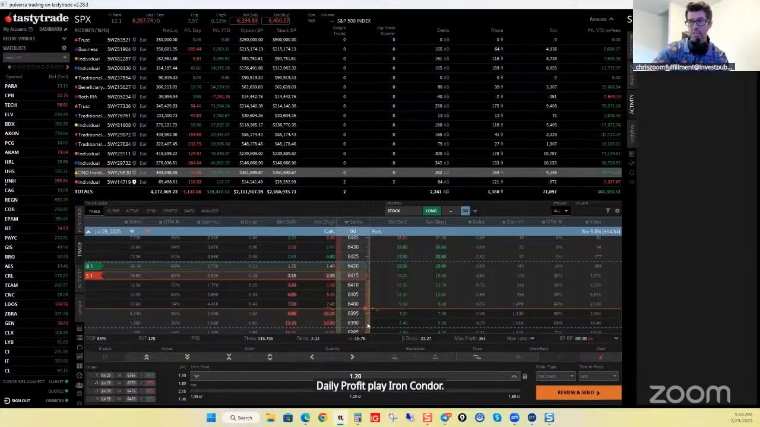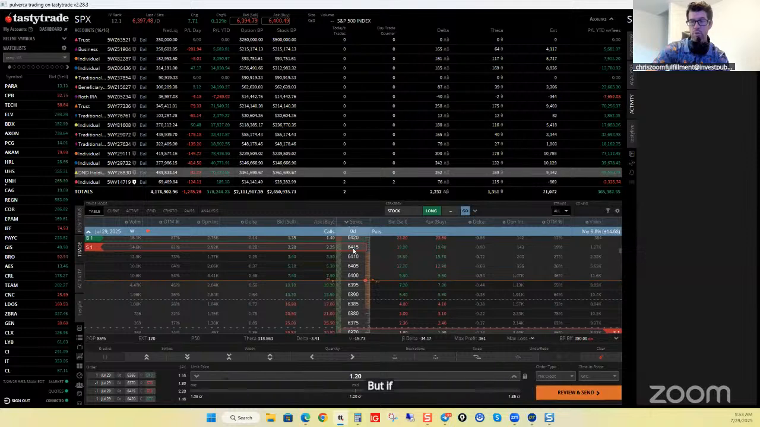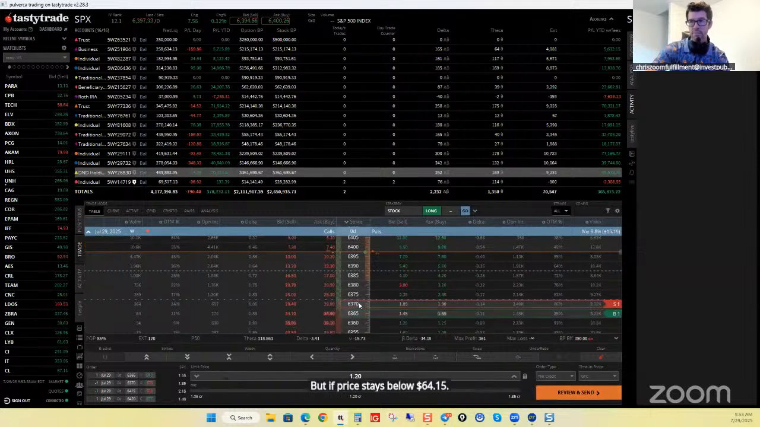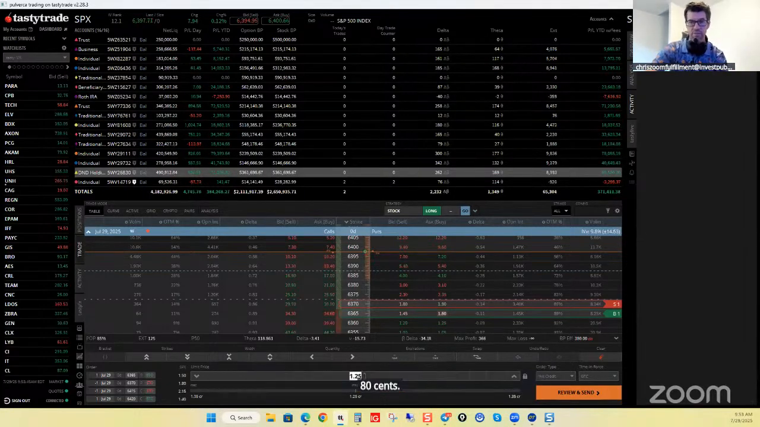Now I'm still risking in this trade. It's five wide, so I'm still going to risk about $380 on the trade. But if price stays below 64.15 and stays above 63.70, I have the ability to make $1.25. What I'm looking for on this trade is if my $1.25 will decay down to 80 cents, 85 cents, 75 cents, I'll take the profit.